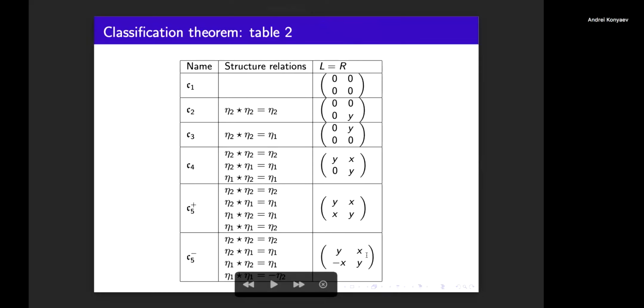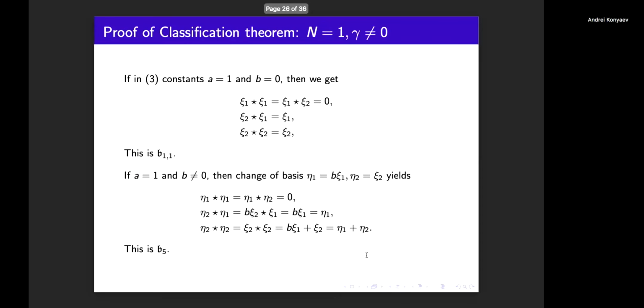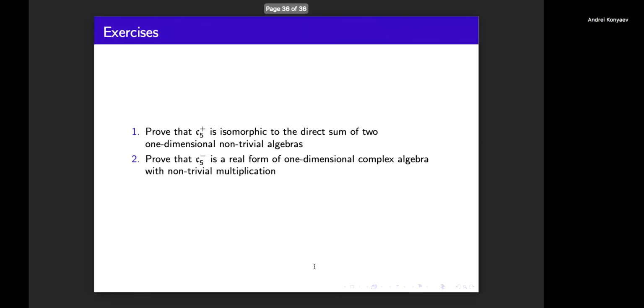And here, what you need to prove is that this is just a real version of the one-dimensional complex algebra. If you take the one-dimensional complex non-trivial algebra, that is eta times eta equals eta, and you go back to the field of real numbers, this is the two-dimensional algebra you get. Okay, I think that's it. These are the exercises. Any questions?